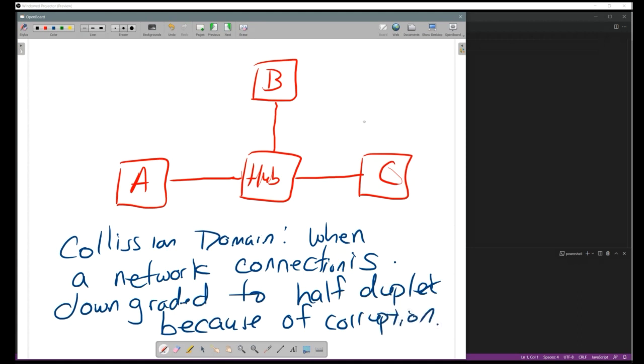Okay, so let's see the problem. Let's say that A is sending a message. A is sending a message, goes to the hub. The hub duplicates the message to all other parties, to B and C. And so this is fine, no problem so far. Then C decides to send a message. Let me change the color here. So C decides to send a message. And this is where the problem occurs.